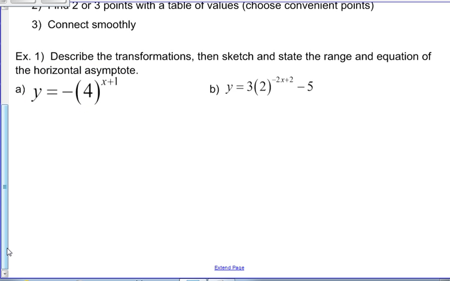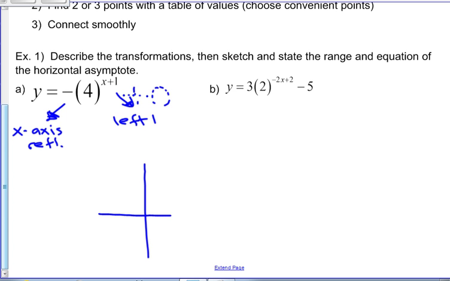So right here, we've got a negative as our first term. So that means x-axis reflection. We have an x plus 1. Well, that's going to be moving left 1. If you want to think of it that way. Now, there's nothing that is added on at the end. So the k value is 0. There's no vertical shift. So when I do go to graph this, I'll know that the x-axis is the asymptote. All right, now all I need is a couple of points.